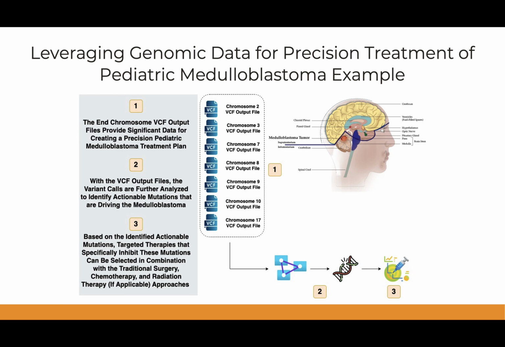Once we know what's driving the disease, scientists and oncologists can design very specific precision treatments to correct or manage these variations. This is like creating a custom-made plan to fix the typos in the manual. Using the information from VCF files, especially chromosomes 2, 3, 7, 8, 9, 10, and 17 in this example, we can develop therapies that are precisely targeted to a patient's unique genetic variations, offering a personalized treatment approach with less toxicity and greater efficacy.